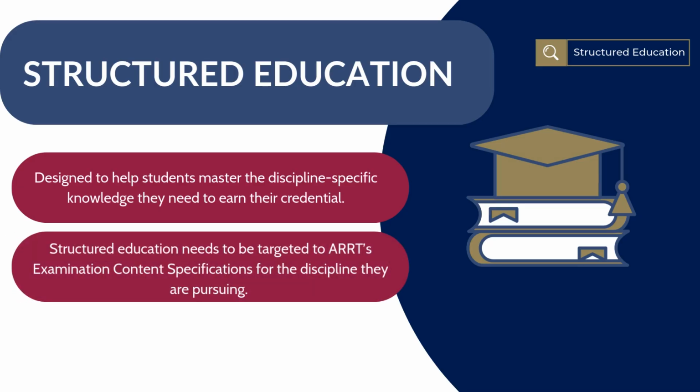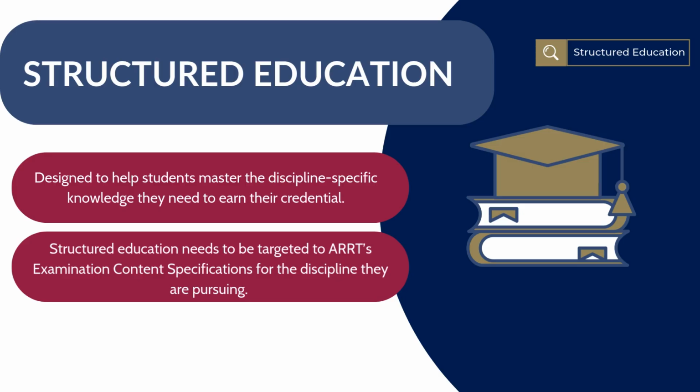Structured education needs to be targeted to ARRT's examination content specifications for the discipline they are pursuing. This ensures that the education they're receiving is relevant and will help them succeed on their exam. One important thing to note is that structured education must include at least 1 credit from each of the major content categories listed in the examination content specifications for that discipline. This helps ensure that students get a well-rounded understanding of all the topics they'll be tested on.